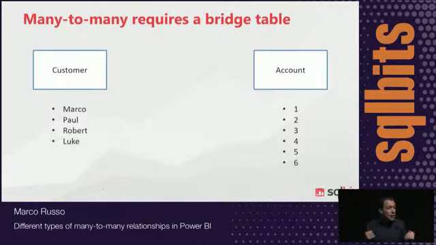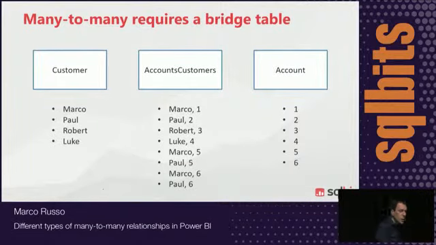Two tables are not enough. We need another table. We need another piece of information to establish what is the right correlation between customers and accounts, which means that we need a third table that we can call accounts customers. We can call it a bridge table, or a factless fact table.